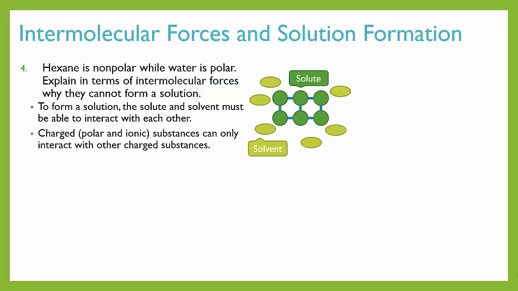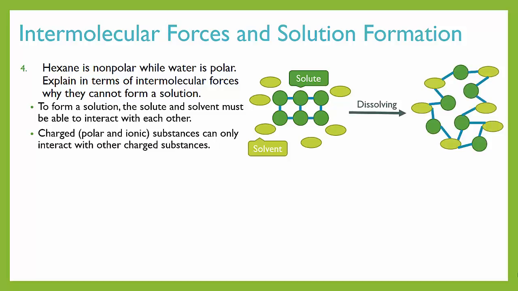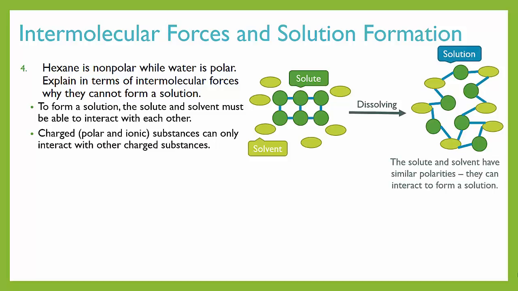Charged substances, which include polar and ionic substances, can only interact with other charged substances. So if I dissolve a solute in a solvent, we're going to form all these interactions between solute and solvent. Those interactions are only possible because the solute and solvent have similar polarities.